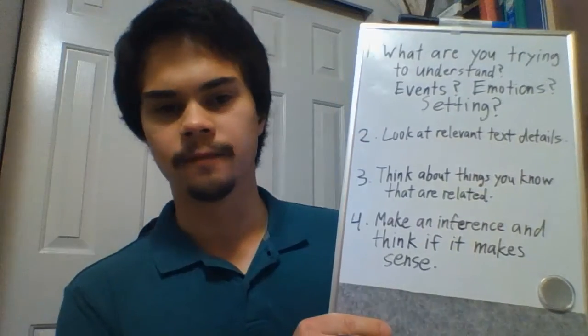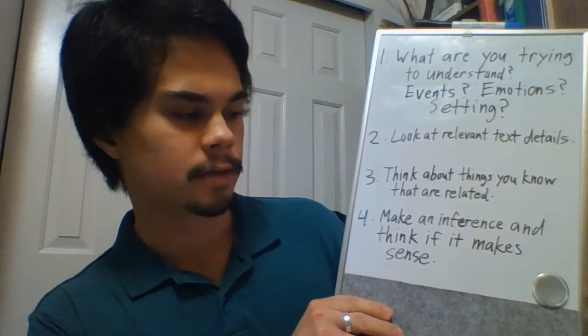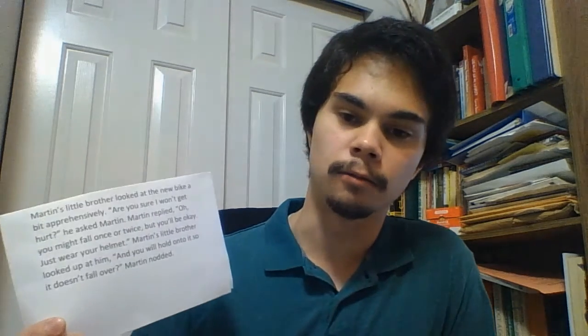Why would you ask someone to hold on to it? All right, step 4 is to make an inference and think if it makes sense. So pause if you need a moment to process your thoughts and make an inference. Okay, hopefully you're coming back from pausing. The inference that I'm going to make is that Martin is helping his little brother learn how to ride a bike. Now let's see if that makes sense.